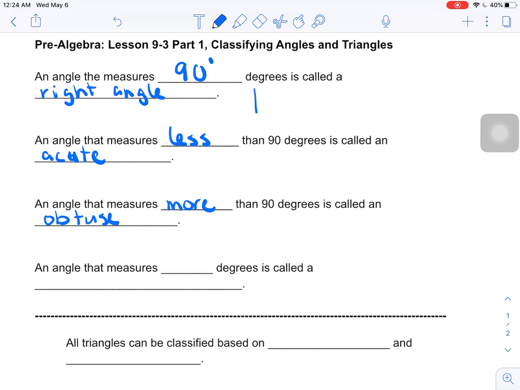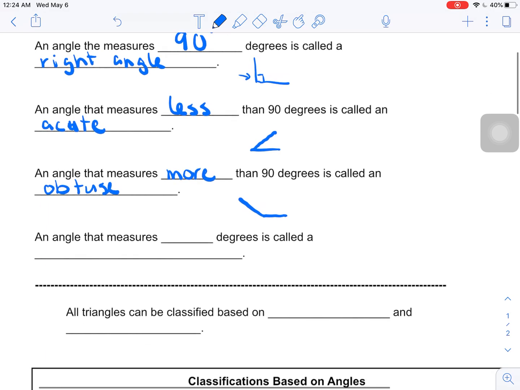So just as a reminder, a right angle is going to look something like this, and a right angle will always have a right angle symbol, which looks like a little box in the middle of the angle there. So an acute angle is if I take that and I make it smaller, so that's smaller than 90 degrees, or if I take it and I make it bigger, that's obtuse, more than 90 degrees.